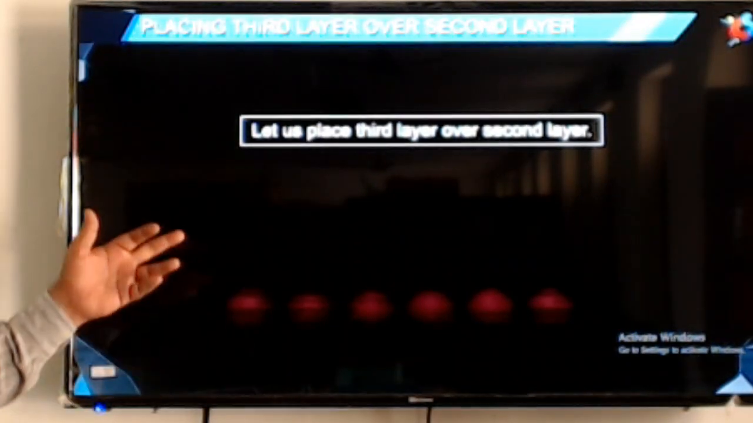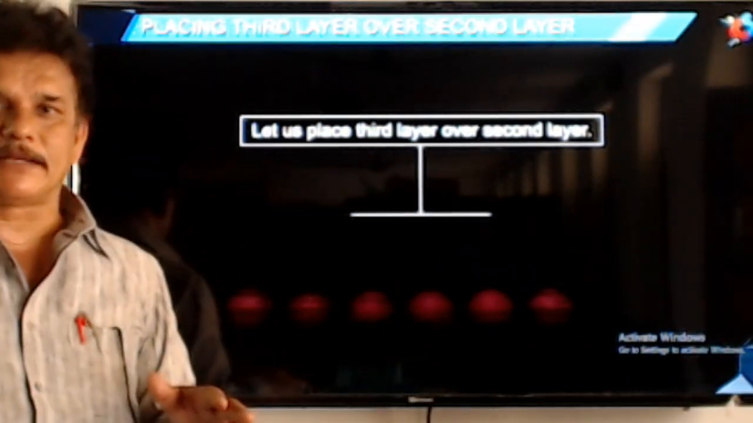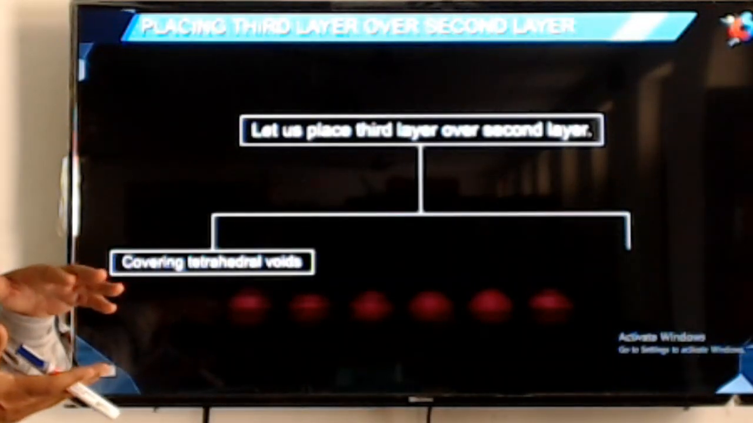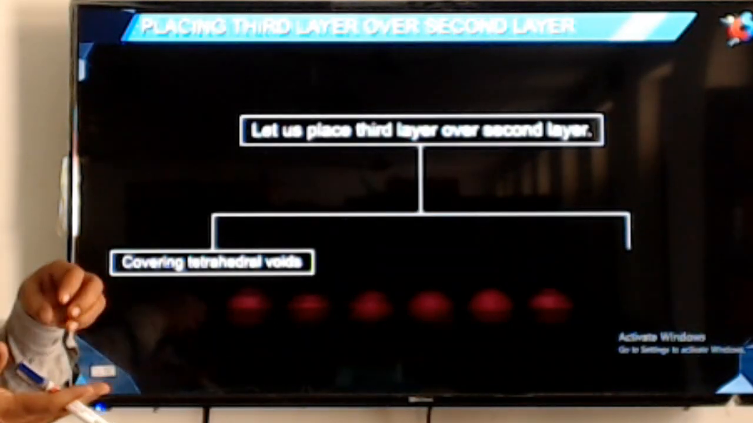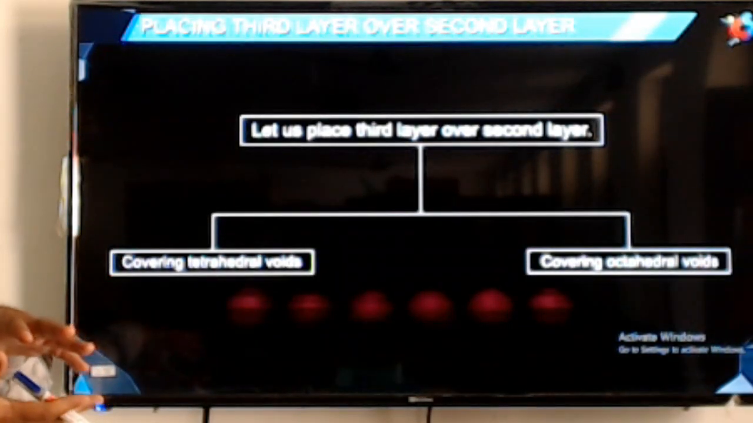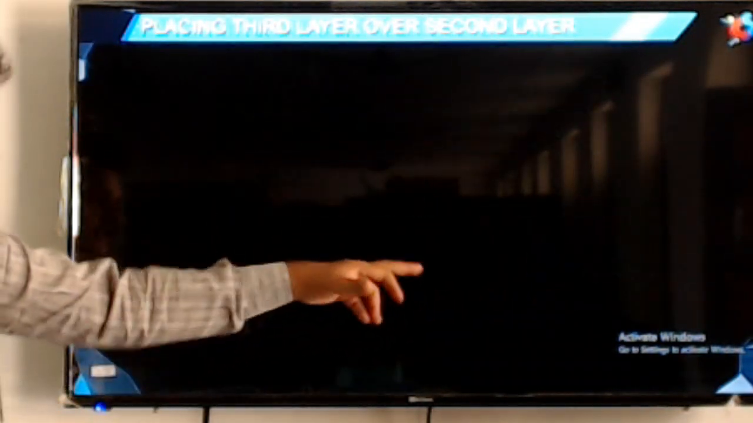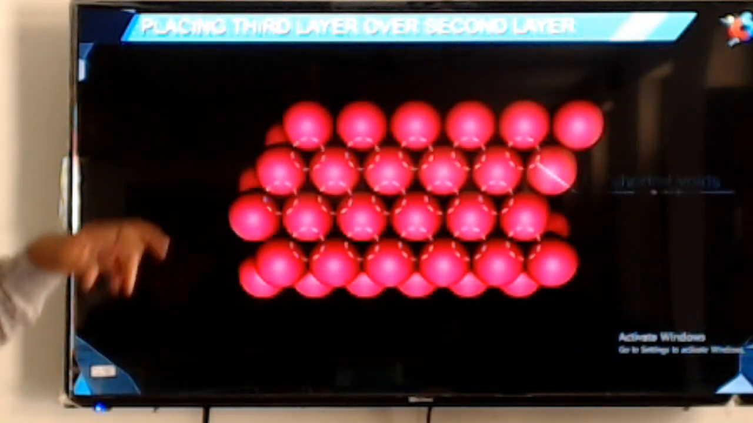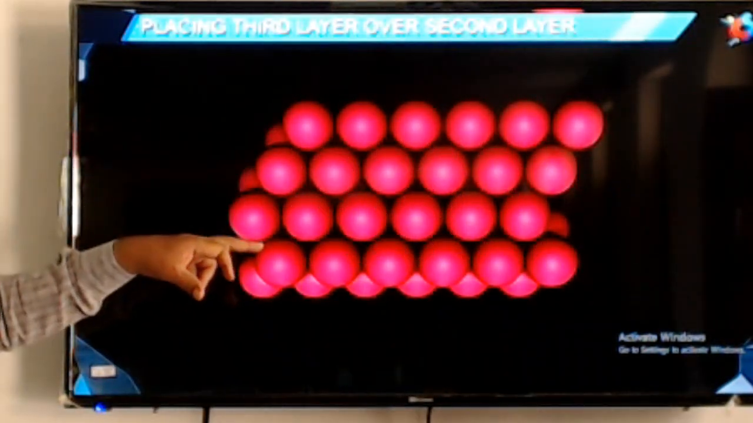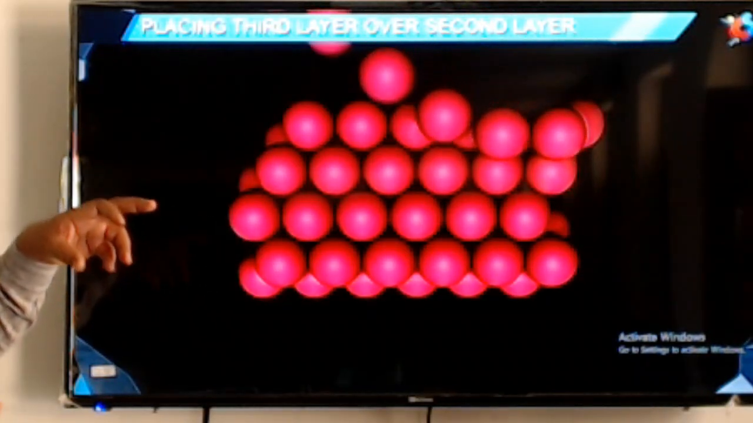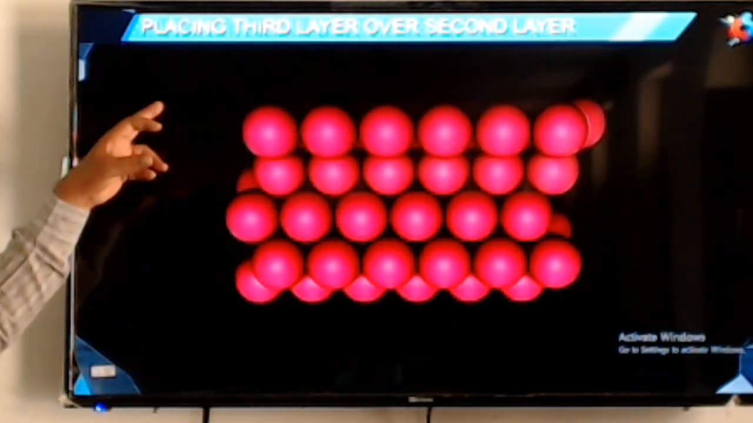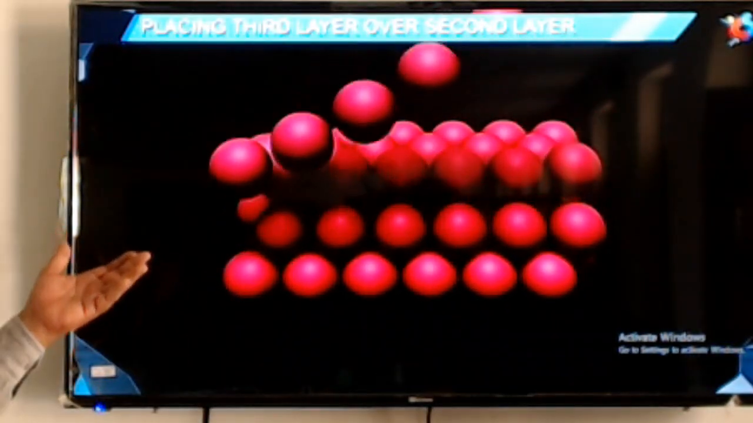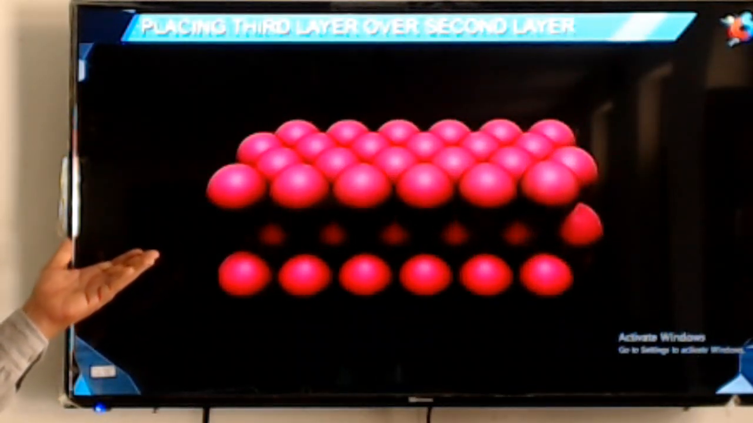Let us place the third layer over the second layer. When two hexagonal layers are placed one over the other, such that the tips of the first layer are occupied by the second layer particles, then two types of voids occur. They are tetrahedral voids and octahedral voids. If we cover the tetrahedral voids with the particles of the third layer, then the shape will be like this.